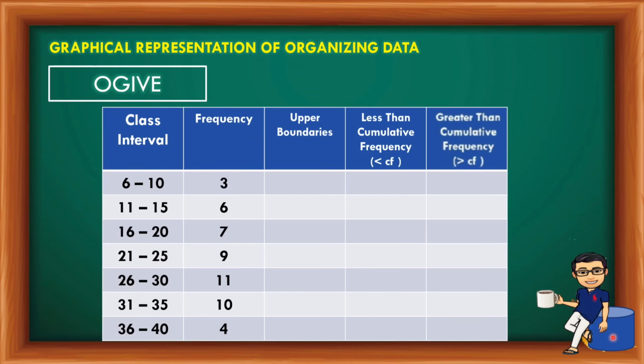Consider this frequency distribution. So this will be the class interval. So that is the class 6 to 10, 11 to 15, 16 to 20, and so on. So this will be our class interval. At this part, ito naman yung mga frequency. So 3 for 6 to 10, 6 for 11 to 15, 7 for 16 to 20, and so on. So after we have that, so kunyari, nakuha na natin yung frequency by tallying it. So with our previous video, diniscuss na natin yung pagkuha ng frequency at pagtatali.